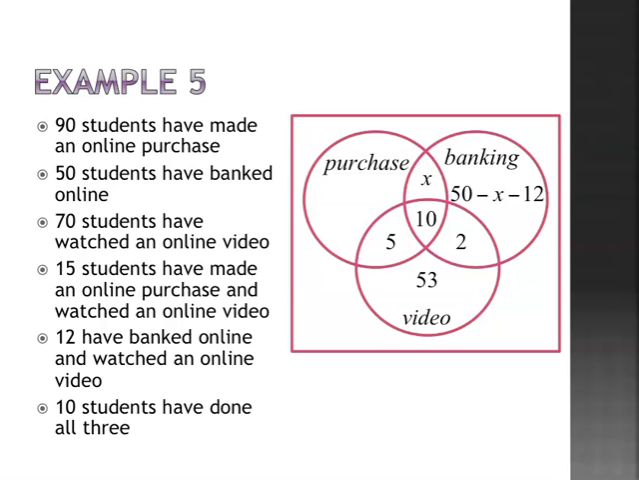Do the same thing for those who have made an online purchase. We know altogether there are 90, and we know that there are 10, 5, and X that are already accounted for. So we do 90 minus the X minus the 15 others.